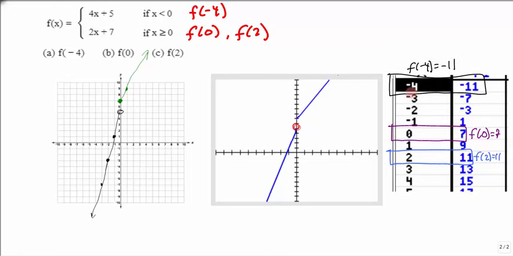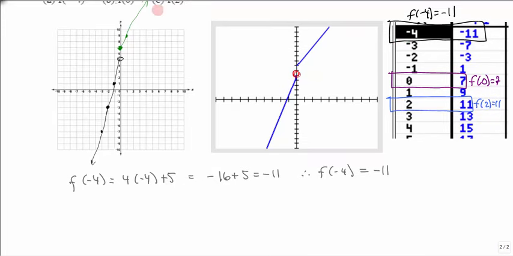Now if you didn't want to rely on the table, or you wanted to do this by hand, you could as well. f of -4 is equal to 4 times -4 plus 5, because I'm plugging it in right up here. So 4 times -4 is -16 plus 5 is -11. Therefore, f of -4 is -11. And that very much agrees with what the table has here.